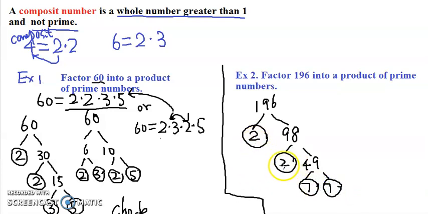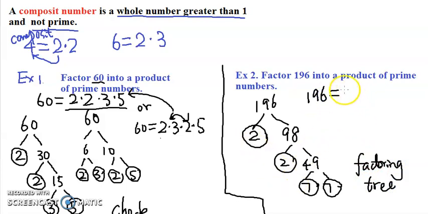If any of them is not prime, you're going to have to continue to break it down. Because it looks like a tree, that's why we call these factoring trees, and using these trees can help us break down the number. But if you can do it without the factoring tree, that's also okay. So we can write down the answer: 2 times 2 times 7 times 7.